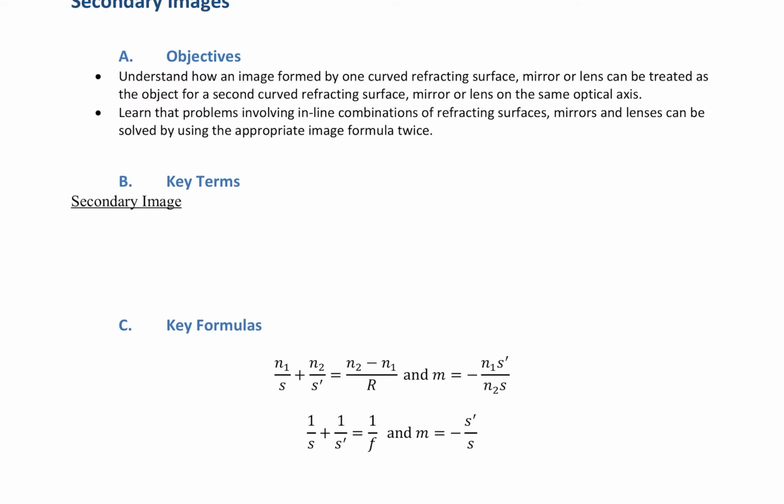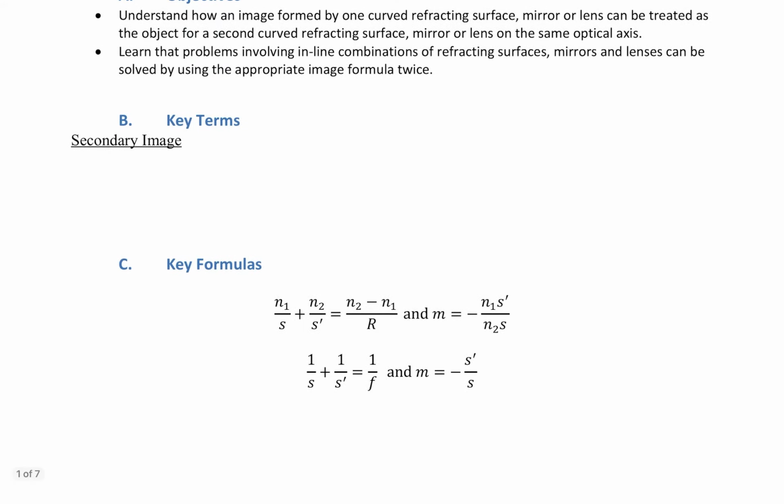We're going to learn that problems involving inline combinations of refracting surfaces, mirrors and lenses, where inline just means on the same optical axis, can be solved by using the appropriate image formula twice. That's all there is to it. We basically have 1.5 image formulas, because we've been able to use a lot of the same ideas through the three different cases of image formation. But we're going to summarize that here after getting our one key term, which is in the title, secondary image, defined and out of the way.